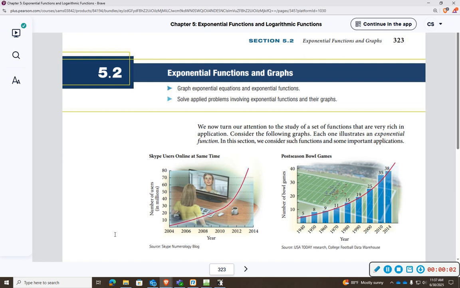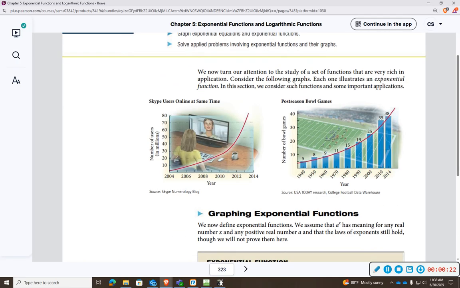All right, today we're going to be looking at section 5.2, exponential functions and their graphs. We have two objectives. We want to graph exponential equations and exponential functions, and then we're going to solve some problems involving exponential functions and their graphs. So we start out with a scenario that shows you two pictures of exponential graphs.